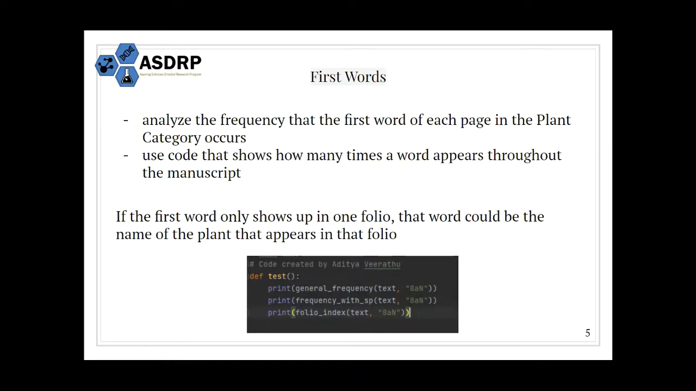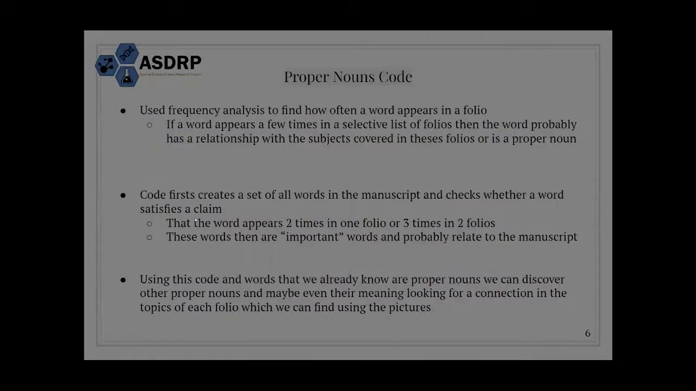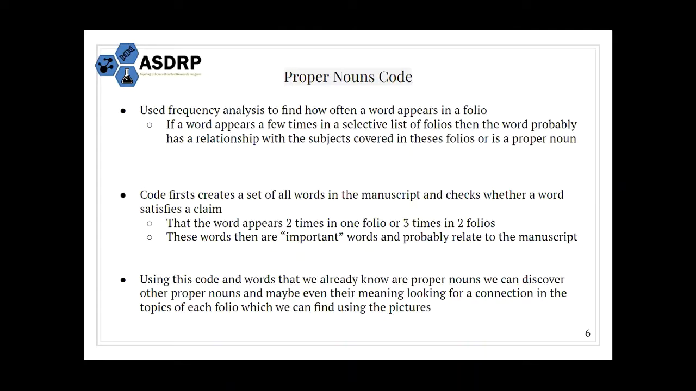And for the code created by Aditya Virathu, the first print function shows how many times the word appears by itself. The second print function shows how many times the word shows up with prefixes or suffixes. And the third print function displays what sections of the manuscript the word is found in. So using the third function, we are able to determine the exact number of folios that a word appears in, and we're also able to determine the number of times that the word appears.